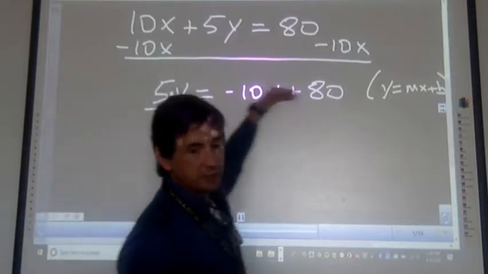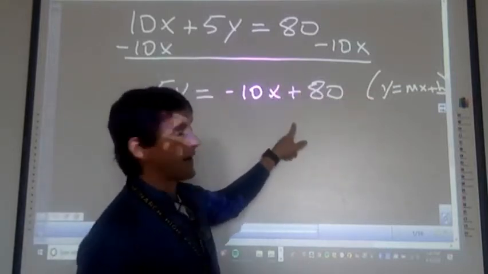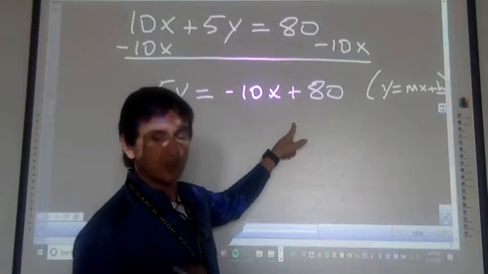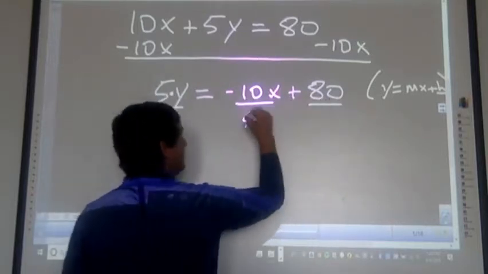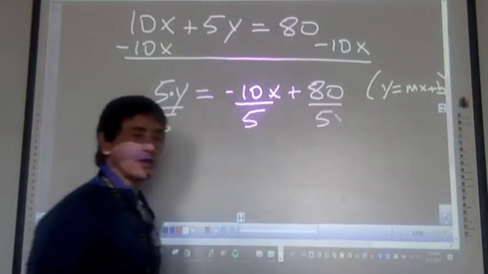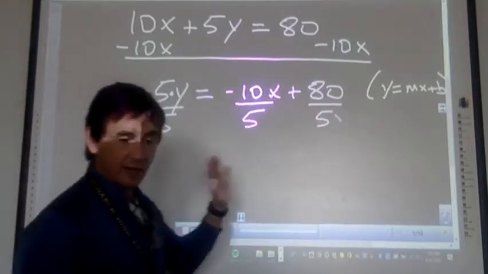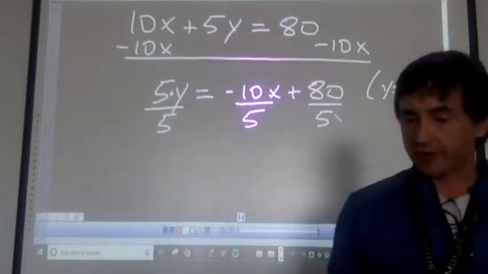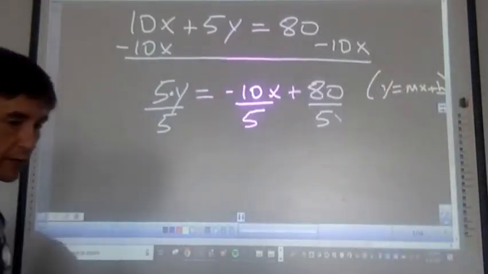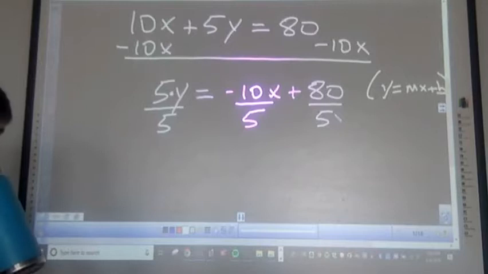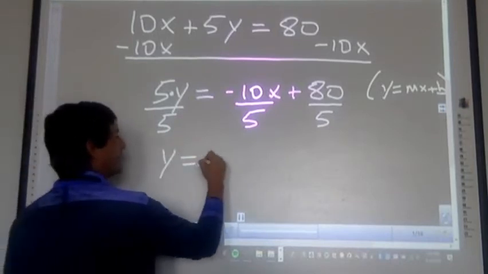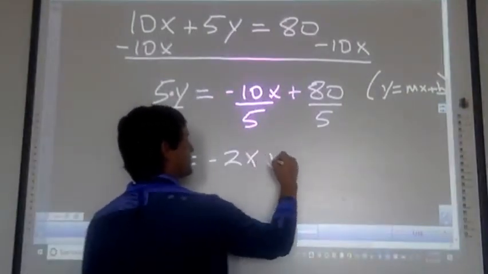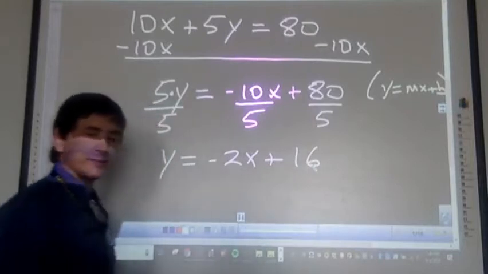Many of you will write this big fraction bar with a 5 kind of in the middle here. Don't do that because you guys make little tiny mistakes all the time. So I'm going to show the divide by 5 on all 3 parts of this equation so I make sure I don't make a stupid mistake. What you got, Anna? You good? Okay. So we get y equals negative 2x plus 16.